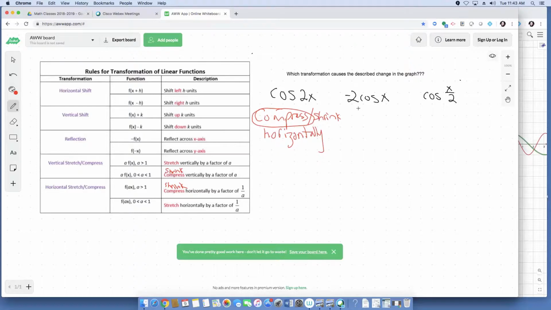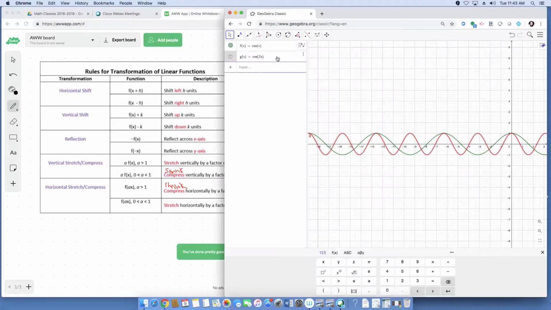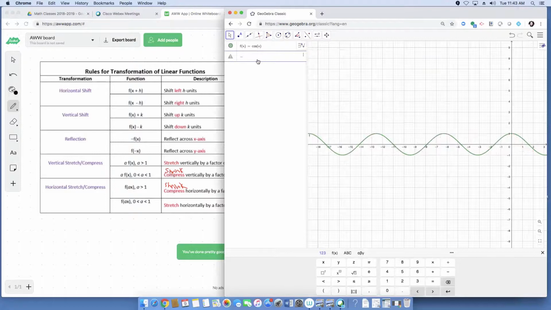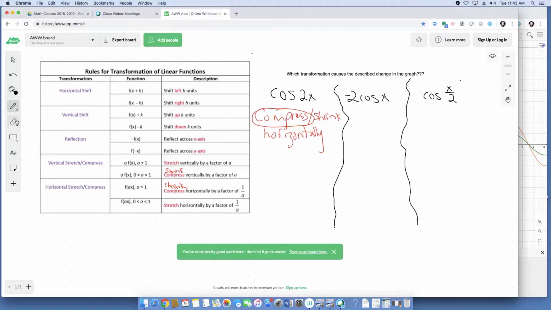Okay, so now we're moving on to the next one, where we have a -2 on the outside. So again, let's just graph it. We can see what it looks like. I'm going to delete this one since we don't need it anymore. So we have a negative. I'm just going to do positive. I'm just going to do +2 cosine x and see what that looks like. And let me change it here so we don't get confused.